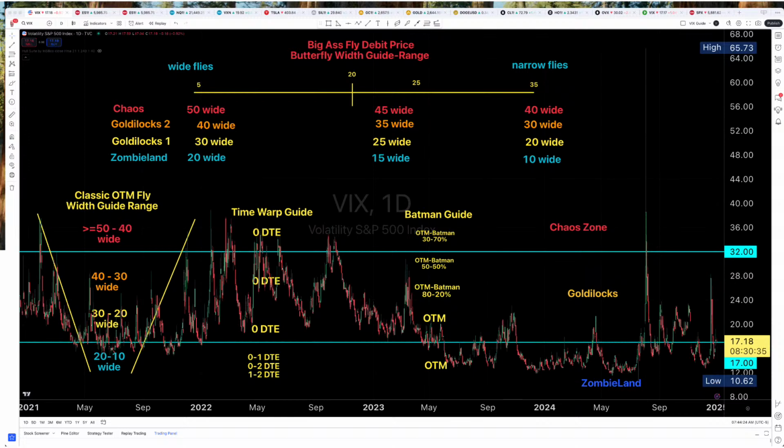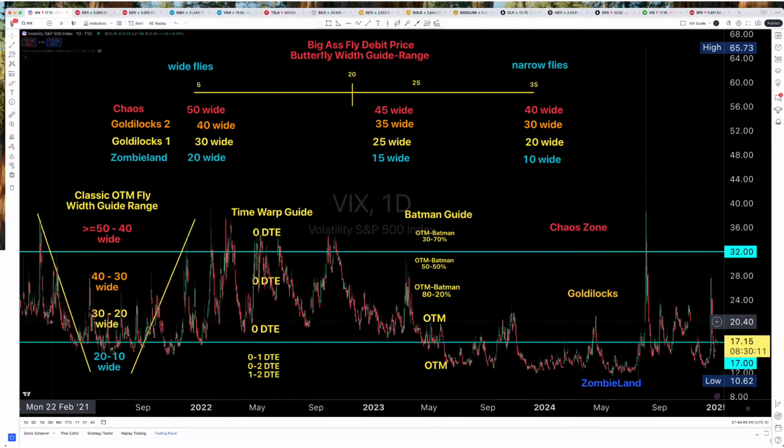And we're starting off the new year slightly into Goldilocks zone with the VIX sitting at 17.1, just above it, just barely above it, but that's good enough. Now, the way we use this chart is we're trying to figure out, well, what range of butterfly widths are we going to choose today?